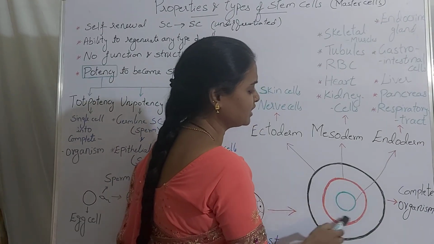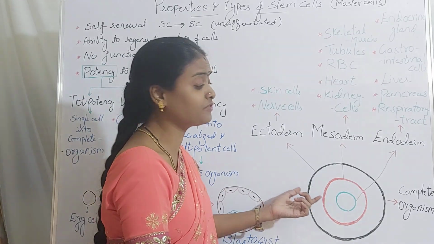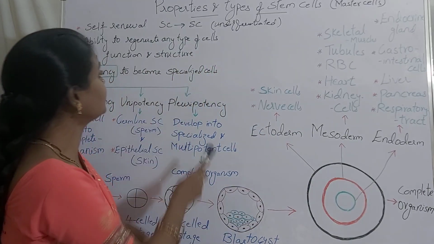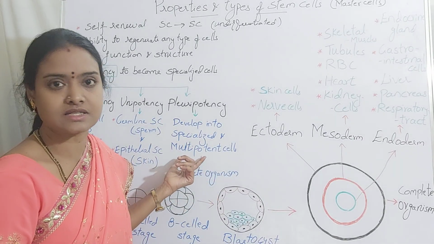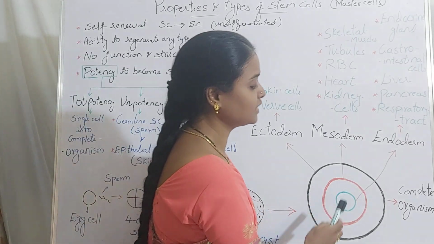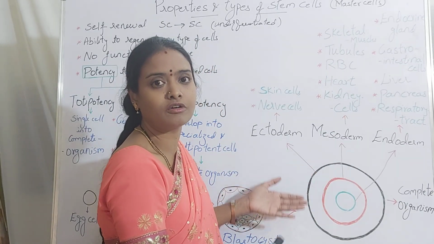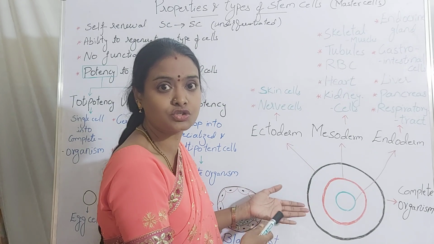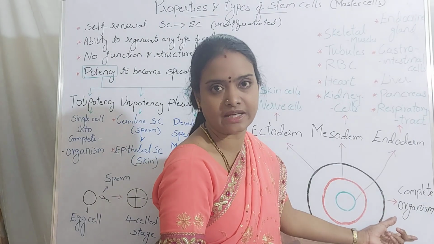Each and every layer will have some specific function. That means they have transformed into specialized cells, followed by multipotent cells. Now each layer will do its function, and they result in production of different types of cells, tissues, organs, blood, everything present in a complete organism.